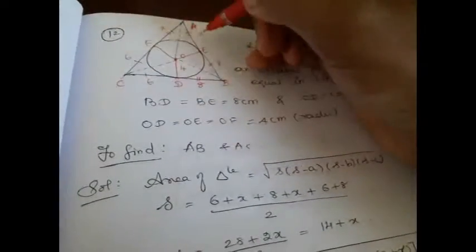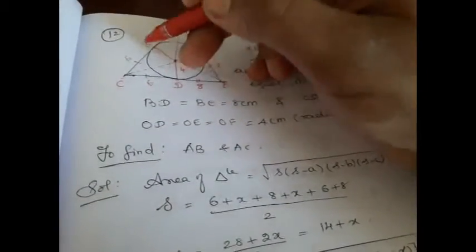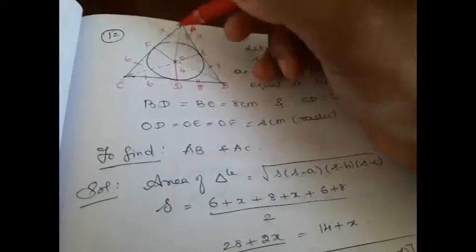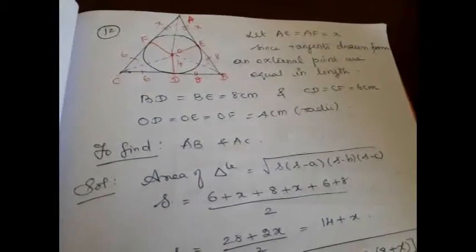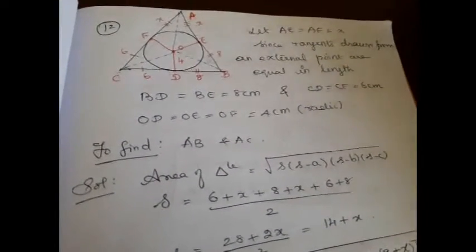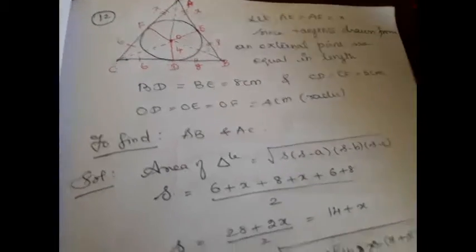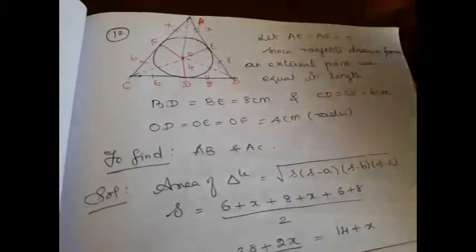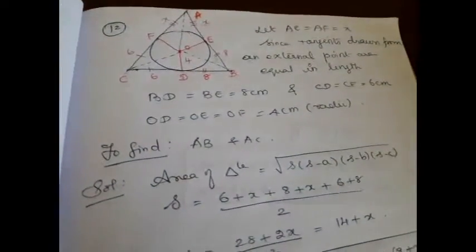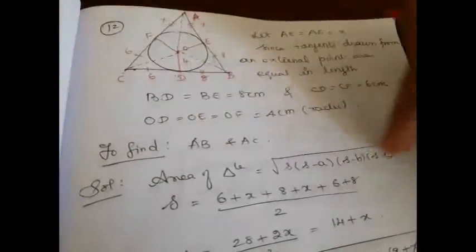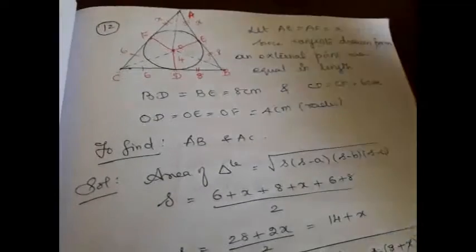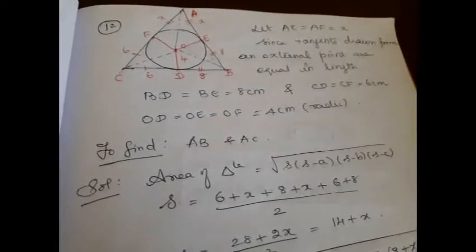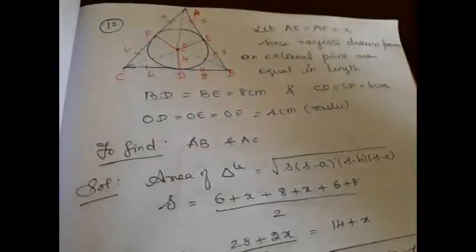So our aim is to find this length AE or AF, and we know very well AE is equal to AF because both are tangents drawn from an external point. Now the logic behind this problem is, we are going to find the area of this entire triangle ABC using Heron's formula. What is Heron's formula? Square root of S into S minus A into S minus B into S minus C. Because we know all the three sides of a triangle.